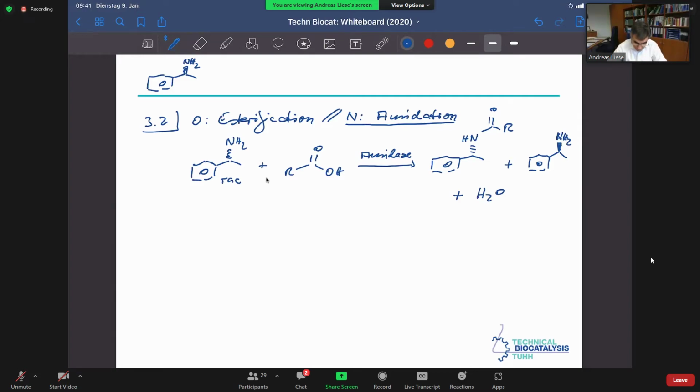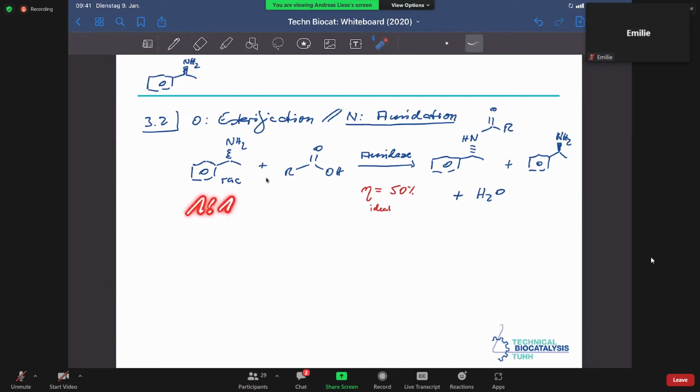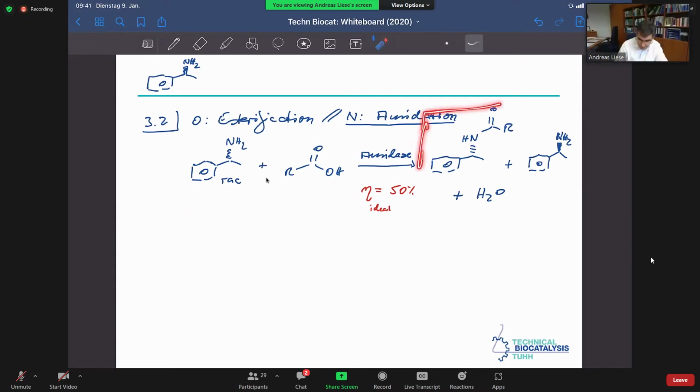Okay. So, what would be the maximum yield that you would expect in this reaction, under ideal conditions? That would also be 50%? 50%. Yeah, sure. Because we're starting with a 1-to-1, and if we react 50%, we have 50% of the other one. Absolutely right.